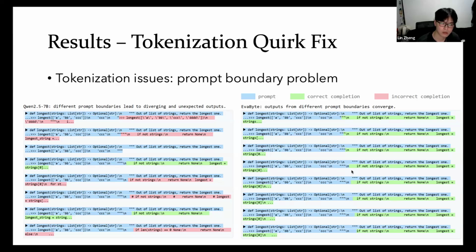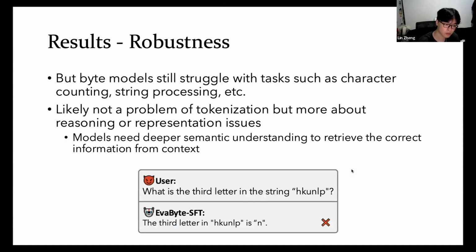So the model looks very promising and robust against these changes. So this is about how byte models can fix tokenization quirks, but actually we found the model is not very robust, especially in tasks like character counting, string manipulation, etc. What we found is that the byte model performs as badly as typical tokenizer-based models.